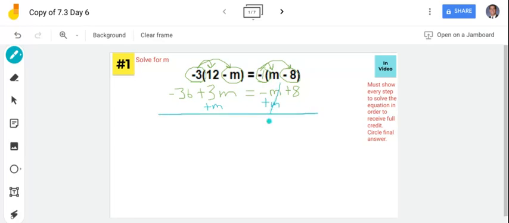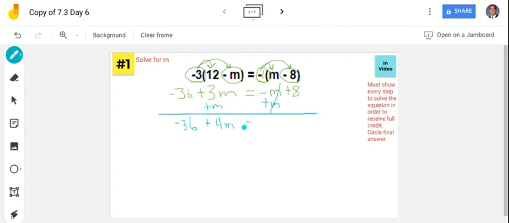-m plus m, those terms cancel, so I draw a diagonal slash through them. I'll bring the -36 down. I know 3m plus m, that is 4m, right? 3m plus 1m, that's 4m, equals, I'm only left with an 8 on the right side.